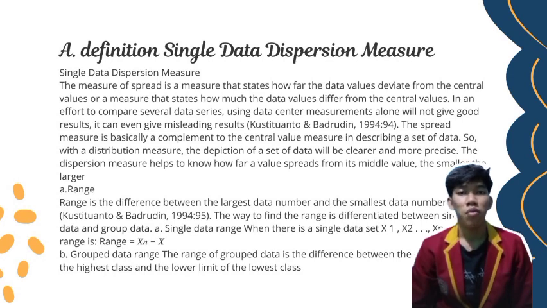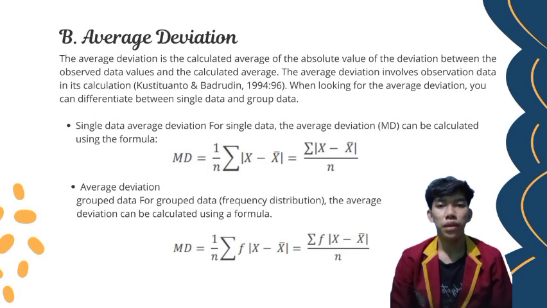B. Group data range. The range of group data is the difference between the upper limit of the highest class and the lower limit of the lowest class.